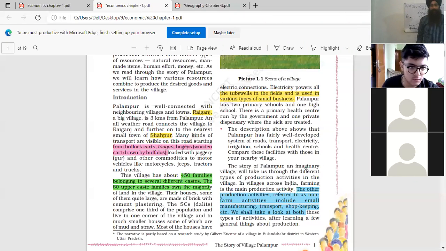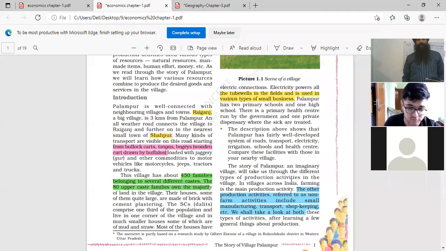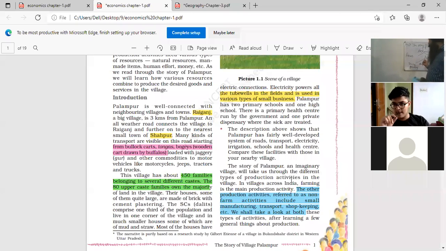Is that clear? Non-farm activities include small manufacturing, transport, and shopkeeping, and dairy farming also. Normally, we consider dairy farming under the primary sector activities. But here, as non-farm, it is not directly associated with the farming sector.